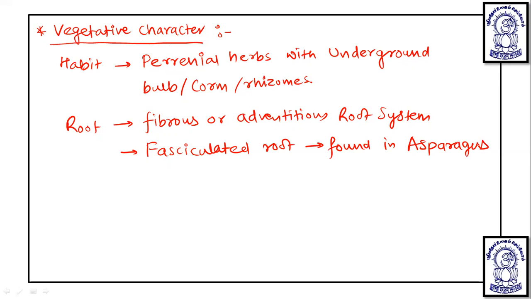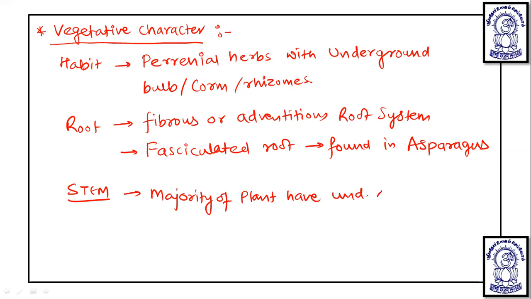Okay, now after root, if we talk about the characteristic of stem, we will come to know that the aerial stem is present in few plants, but the majority of plants have underground stem. And in that, you will see the presence of bulbs. The example in which underground stem bulb is seen is onion and garlic, which we have already discussed in stem.